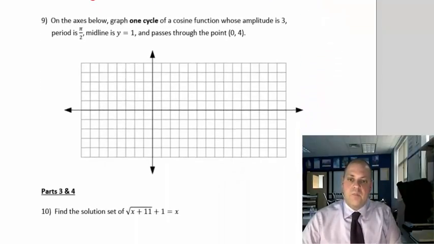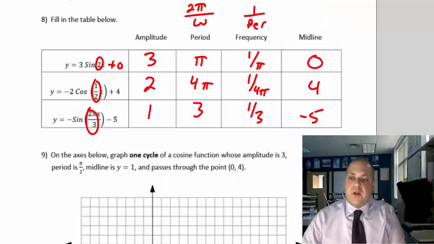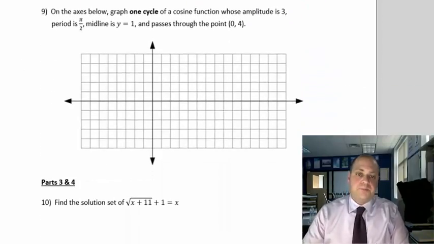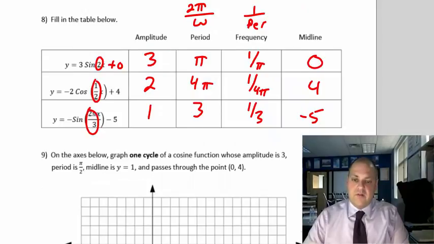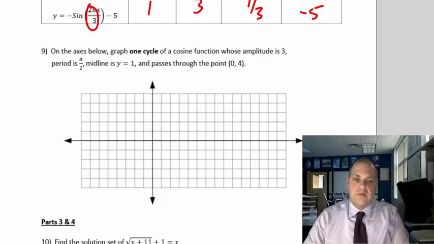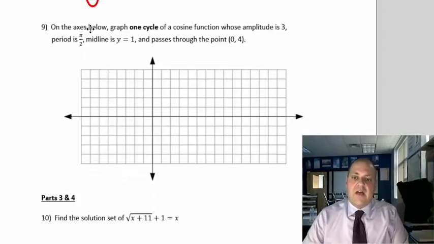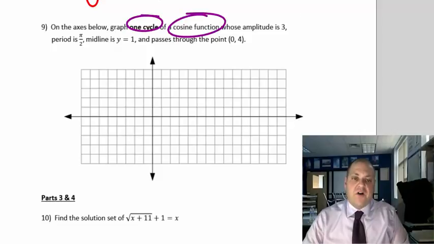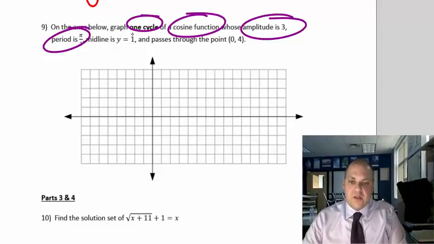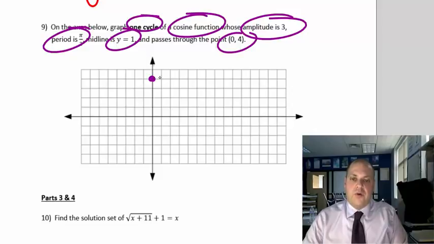It's pretty easy. On the axis below, this was actually on a Regents exam. On the axis below, graph one cycle of a cosine function whose amplitude is 3, period is pi over 2, midline is 1, and it's got to pass through the point (0, 4). So let's do that first. I've got to go through the point (0, 4).